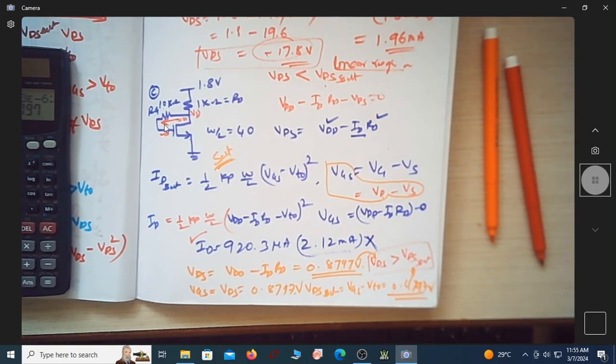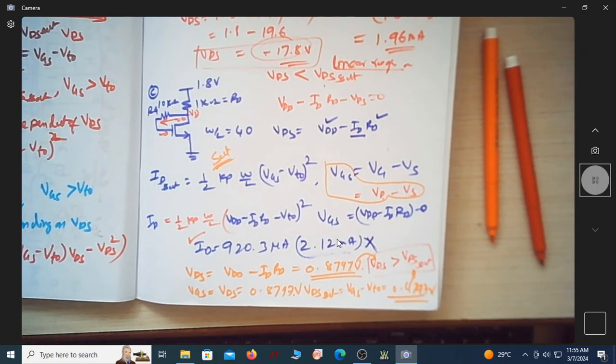Basically, we are supposed to find the value of VDS and compare it with VDS sat. If VDS is more than VDS sat, then the MOSFET is in saturation region, otherwise it is in linear region. So in the next video we shall see, okay, let us finish off this also.